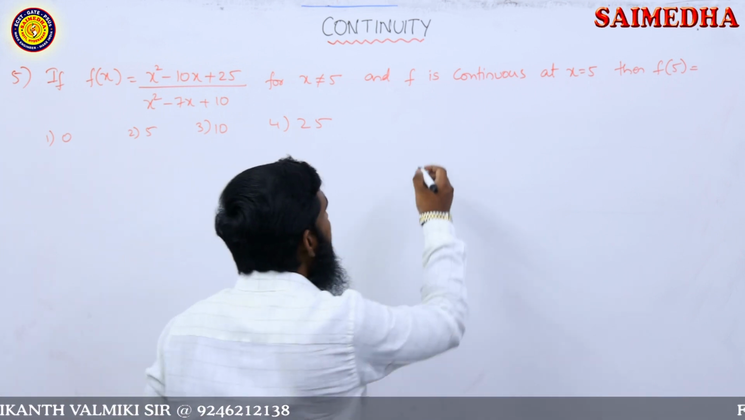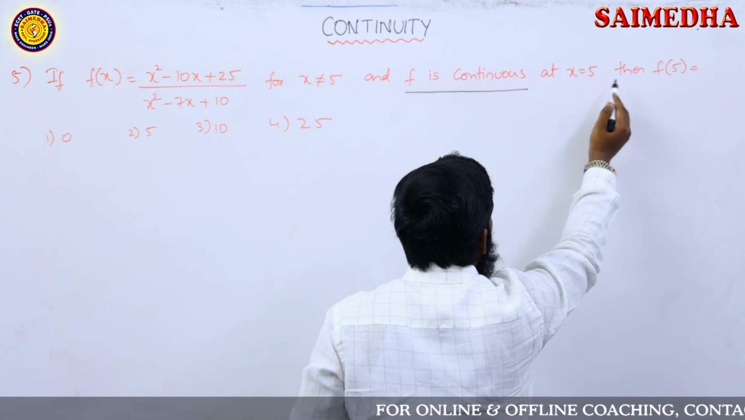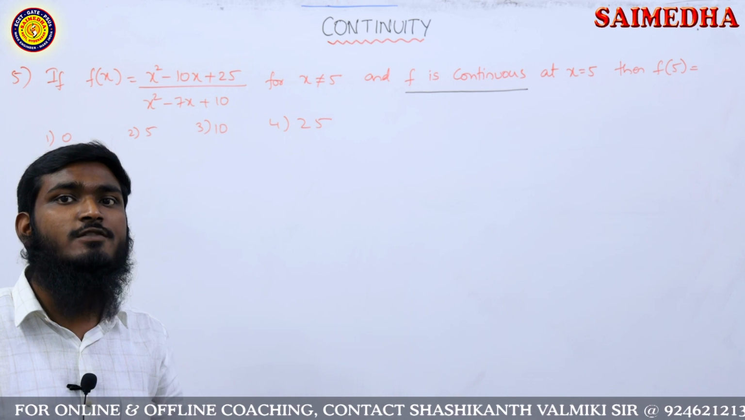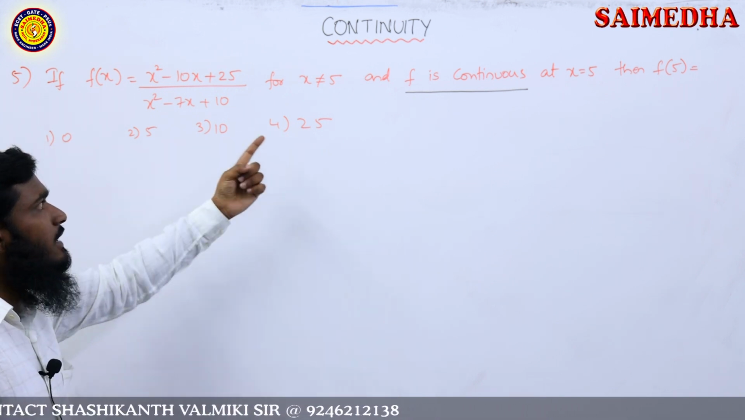The function is continuous at x equals 5, and we have to find f of 5, that is, the value of the function. What are the options given over here? 0, 5, 10 and 25.